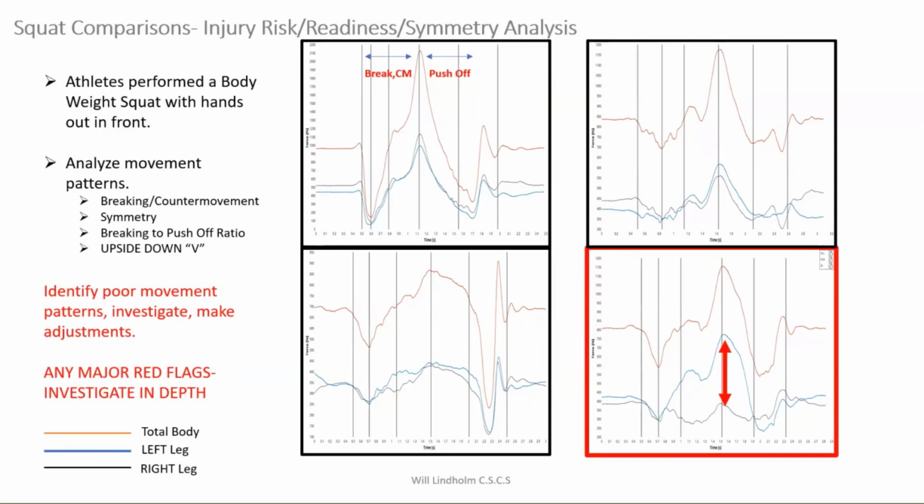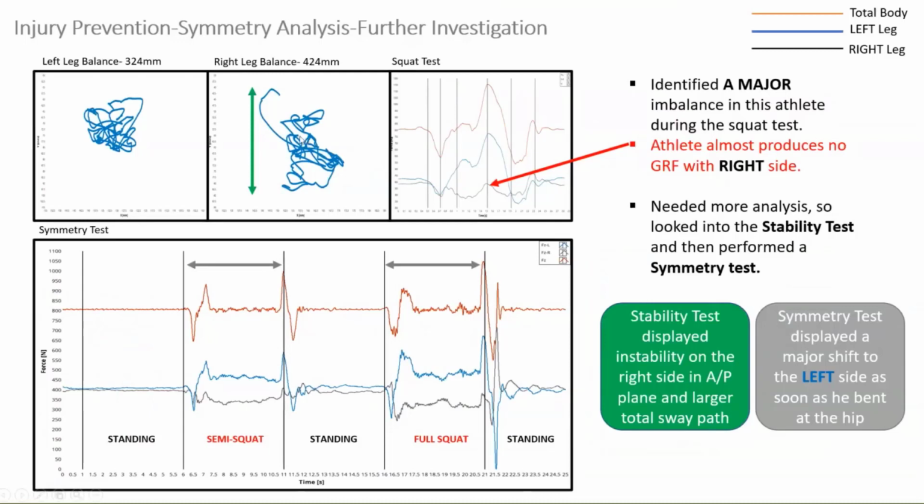So then we're going to do a further investigation with this particular athlete with the symmetry test. So we saw the right leg that doesn't have any force production is a lot more unstable in the anterior posterior. The medial lateral, or the left leg, is pretty tight and balanced. As you can see, there's a big break. Well, we did the symmetry test. The athlete stood there for 5 seconds. Left and right leg are pretty symmetrical.